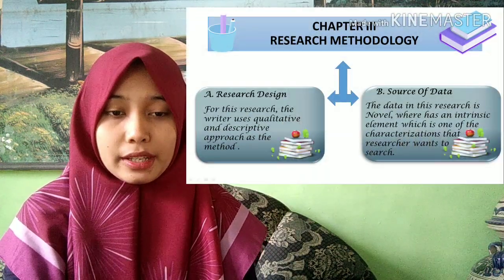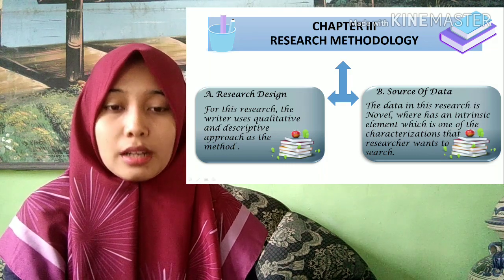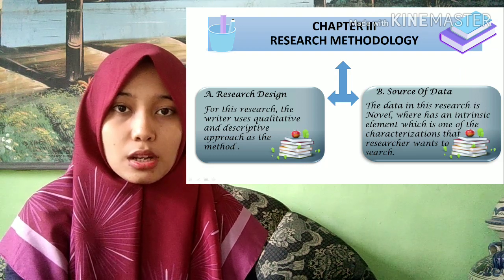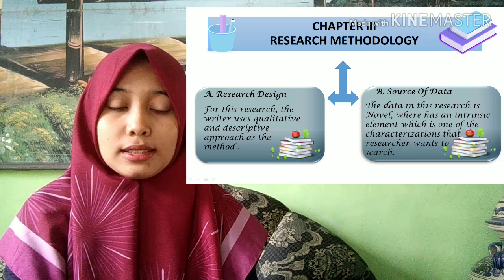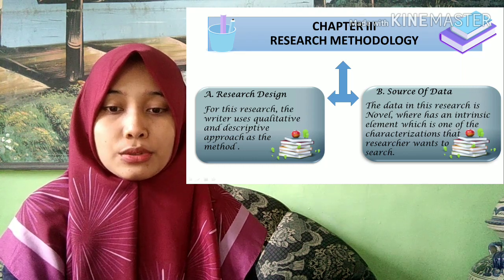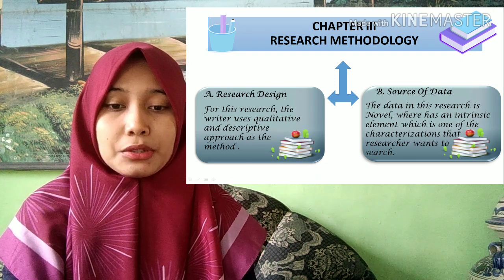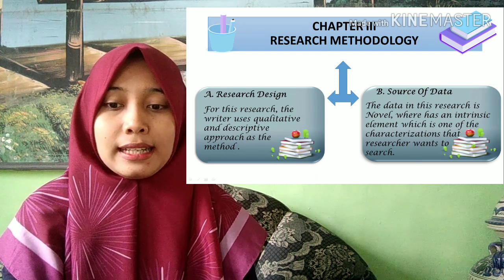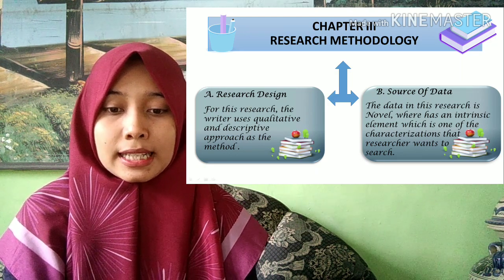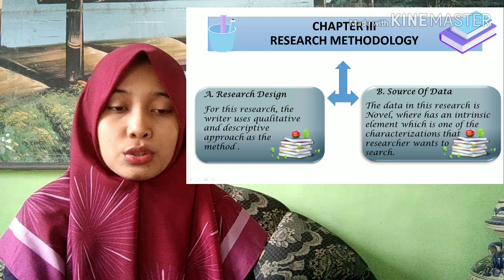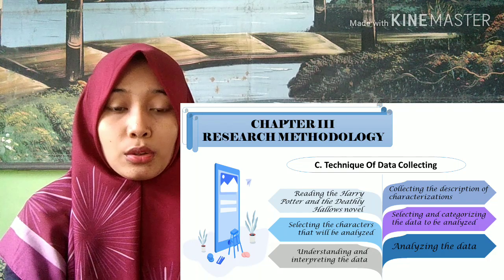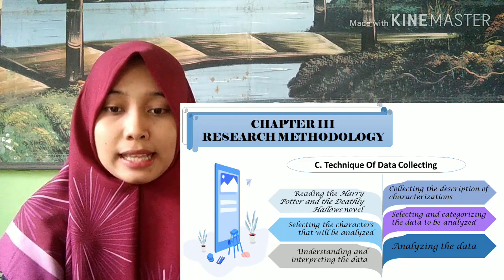And next slide, chapter 3, research methodology. There is a research design. For this research, the writer used a qualitative and descriptive approach as the method. And B, source of data. The data in this research is a novel, which has an intrinsic element, which is one of the characterization that the researcher wants to search. And in the next slide, chapter 3, research methodology, about technique of data collecting.